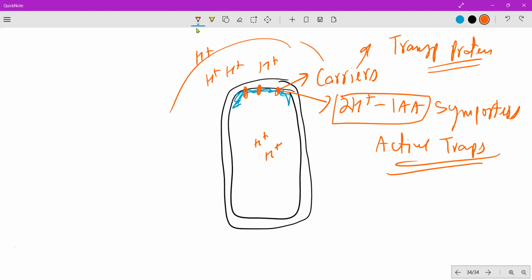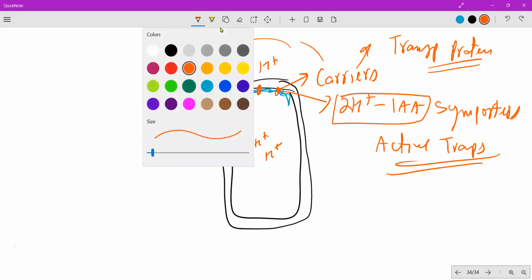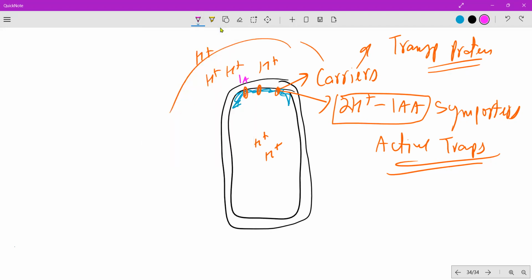And at the same time, if you look outside we also have what? We have IAA negative, which is more. This is present more. So what happens? As these H-ions move down the gradient, अब ये जो H-ions हैं, they will move down the gradient. बाहर ज़्यादा है, अंदर कम है. So through this symporter, through this carrier, the H-ions will move down the gradient.